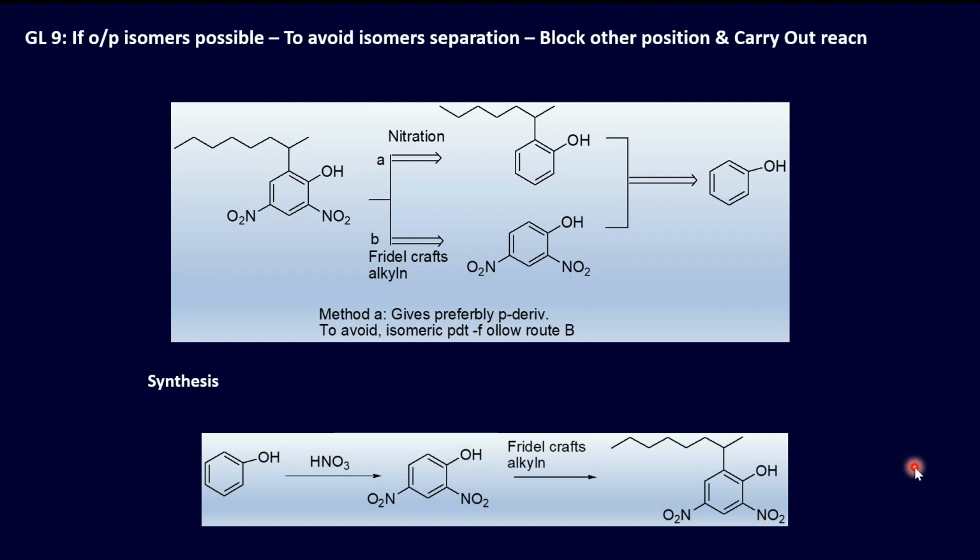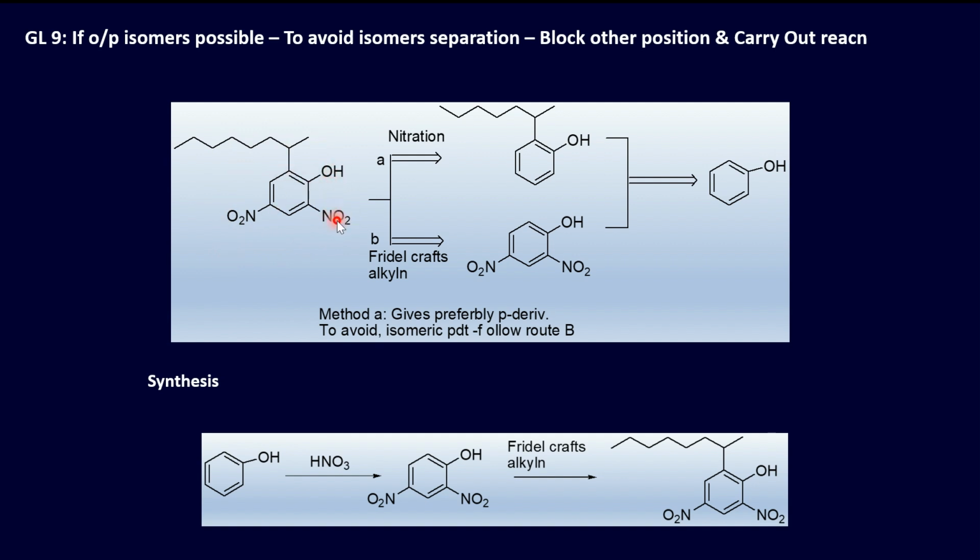The last guideline says that whenever ortho para isomers are possible, some of the times or many of the times they may not be separable because their boiling points will be very close to each other. In that case, what we have to do? We have to block one position such that that part is not reacted at all. I'll explain this by taking the example of this following molecule.